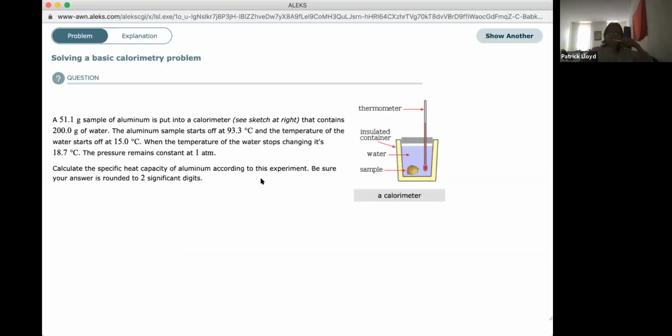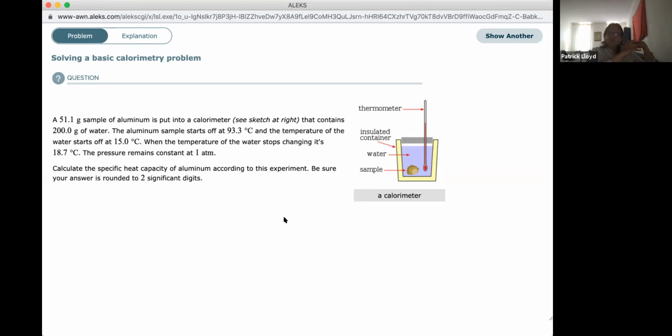I'm going to show the picture, if I can find it. Okay, here's our picture. Solving a basic calorimetry problem, a 51.1 gram sample of aluminum in a calorimeter. See the sketch at the right? So that looks like a constant pressure, right? It doesn't look like it's a bomb calorimeter. You don't have the electrical device in there, no wires.